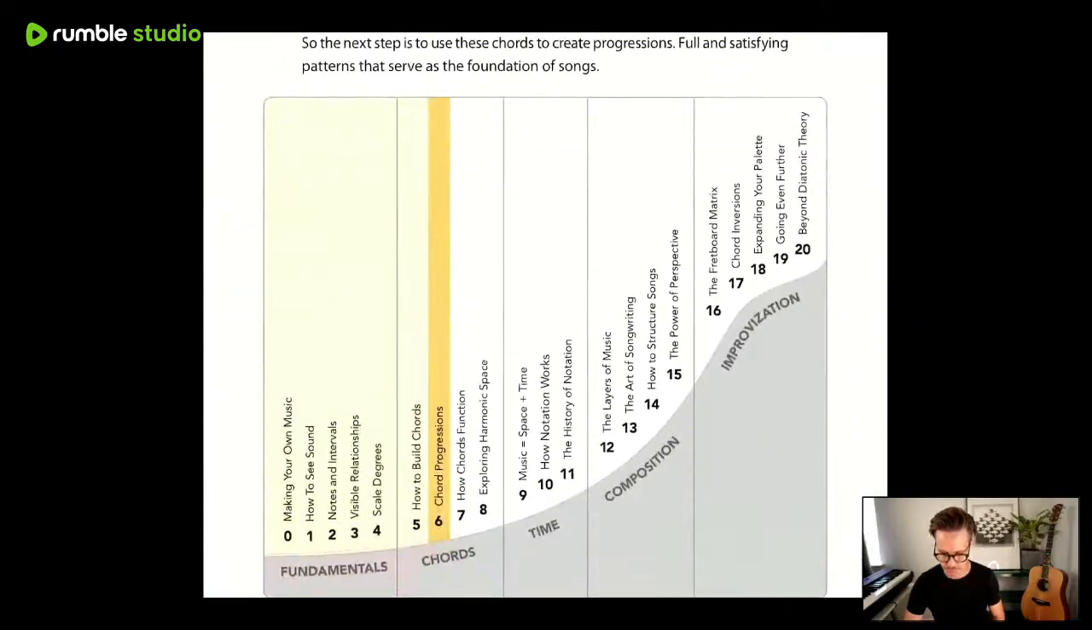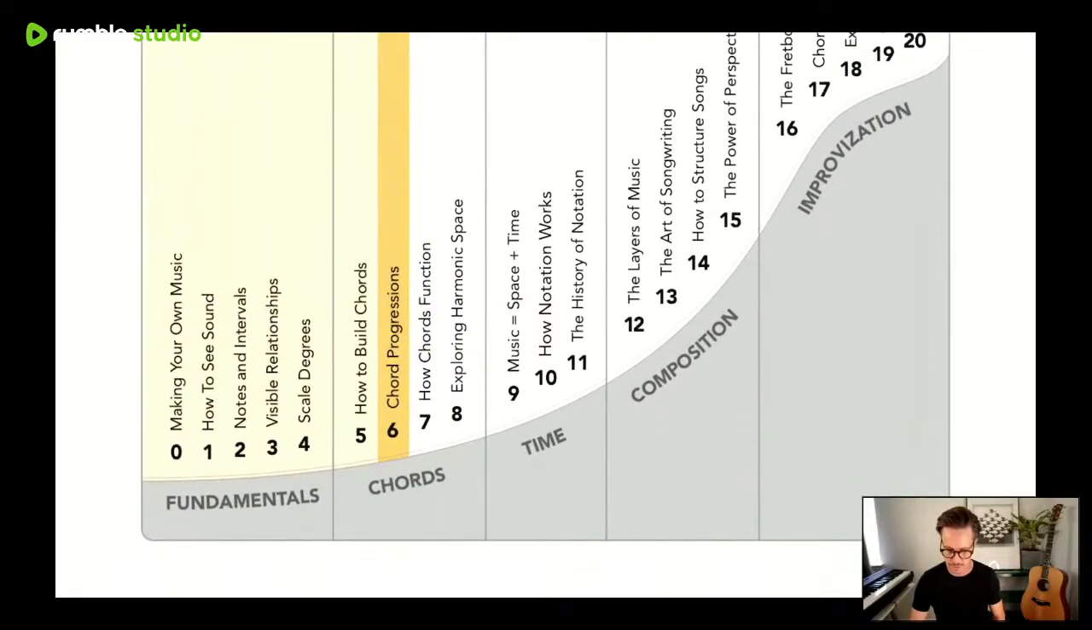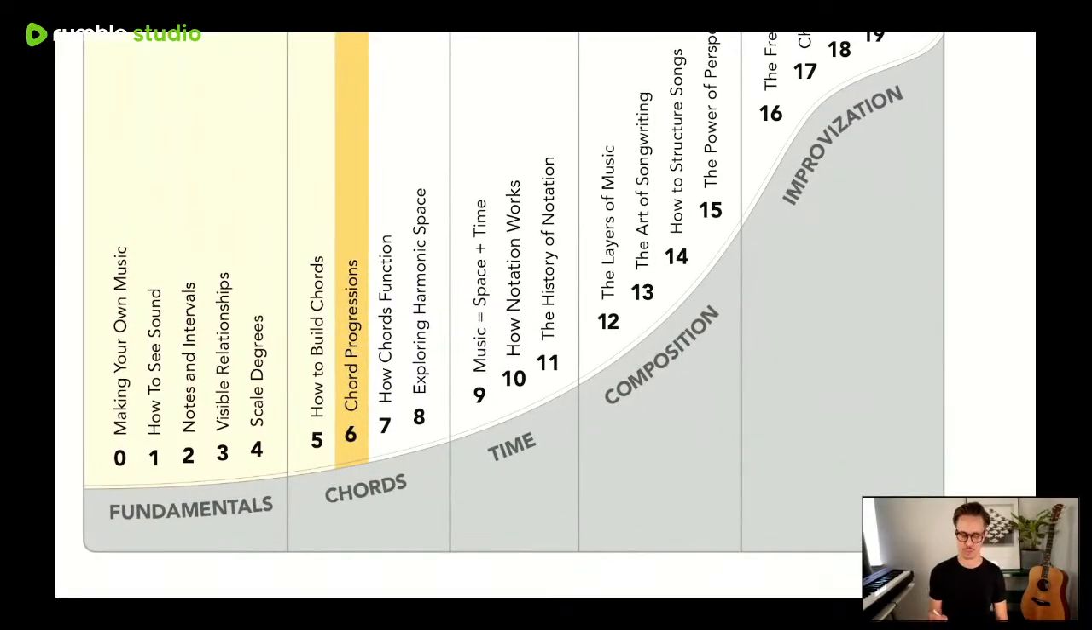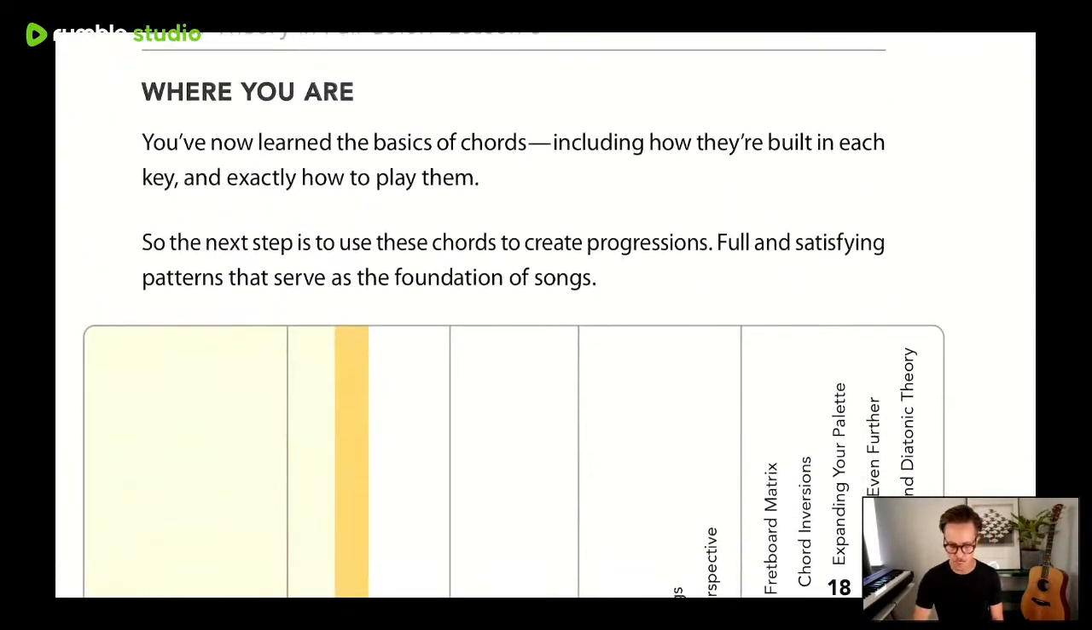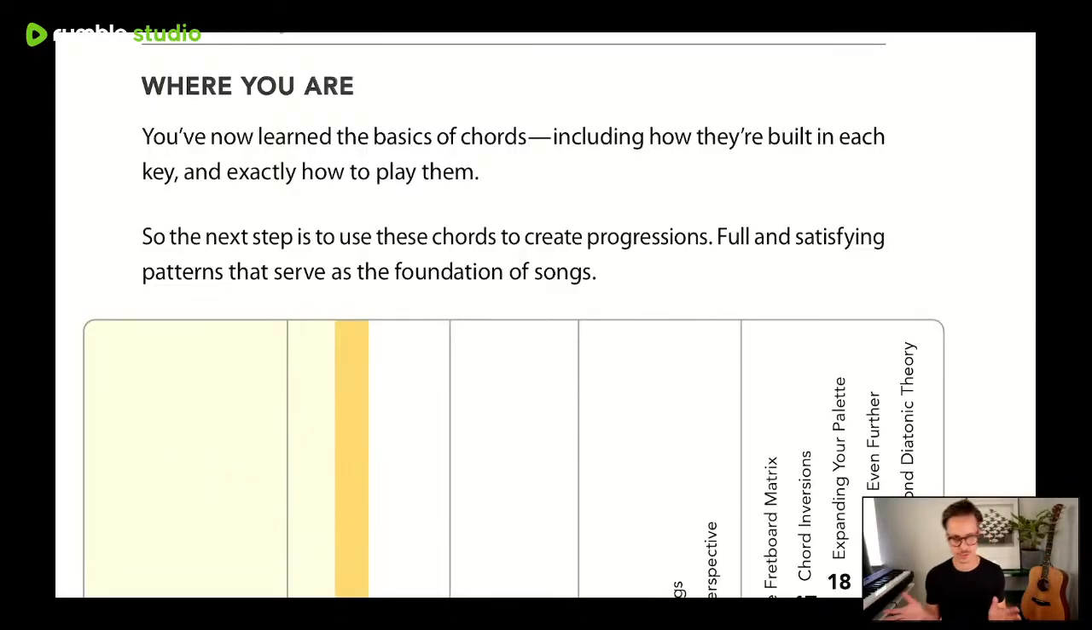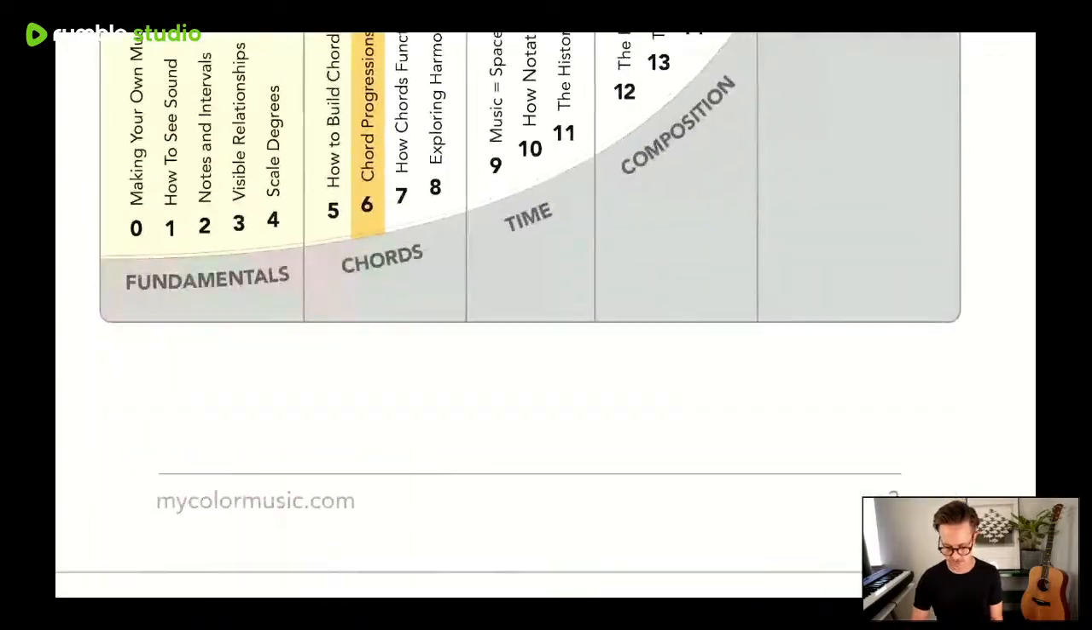If you look at the visual table of contents, this is another way of looking at what I just showed you in those playlists, where we have moved through the fundamentals and the first lesson of part 2, chords, and now we're getting into chord progressions right here on our climb towards musical mastery throughout this course. So where you are, you've now learned the basics of chords, including how they're built in each key and exactly how to play them. The next step is to use these chords to create progressions, full and satisfying patterns that serve as the foundation of songs.